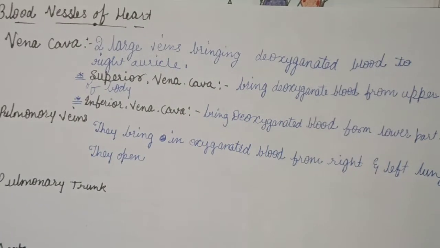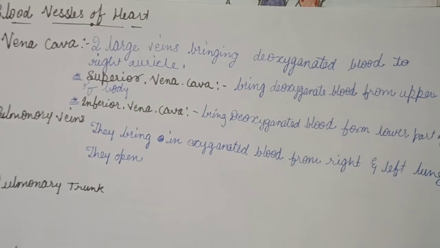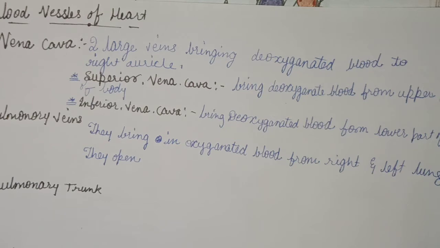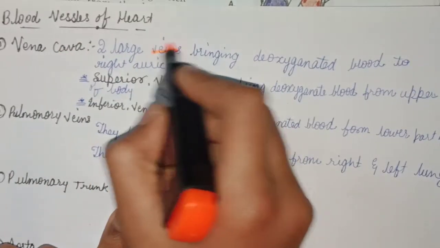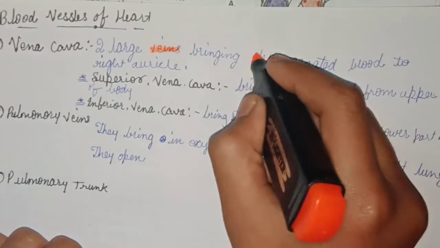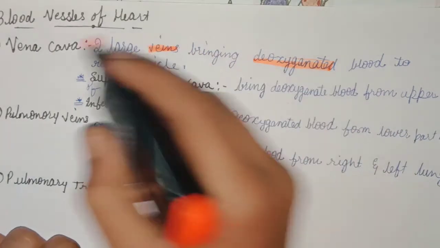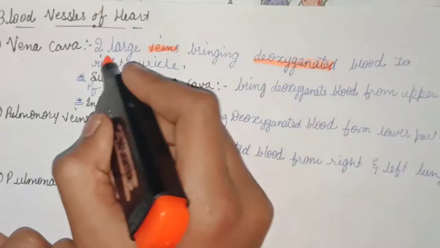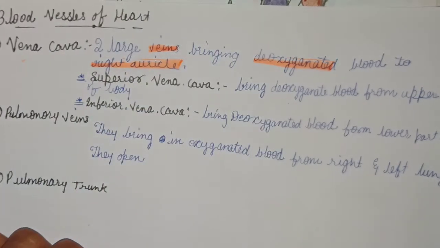Now, first thing is vena cava. The important point which I wrote should be memorized, very important points, write them down in your book. So vena cavas are two large veins. Again, very important point: there are two large veins bringing deoxygenated blood. Vena cava are two large veins bringing deoxygenated blood to where? To the right atrium.